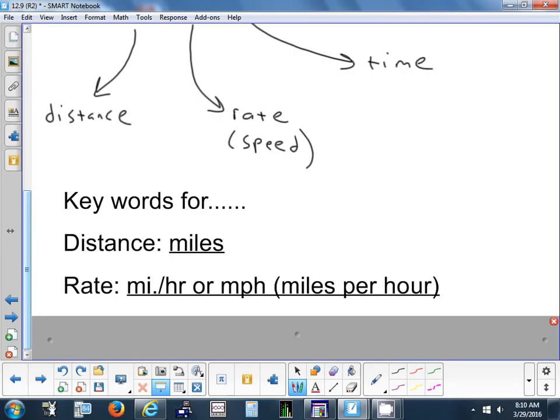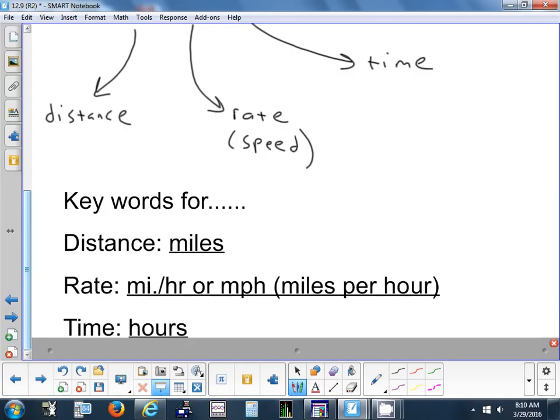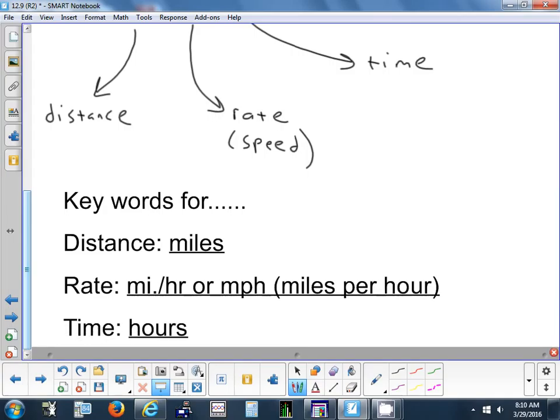Sometimes the book might put MI/HR to abbreviate it, but usually it's MPH. Just put both of them on there, because sometimes the way the book writes it, what we give you on a test might be two different things, but it means the same thing.